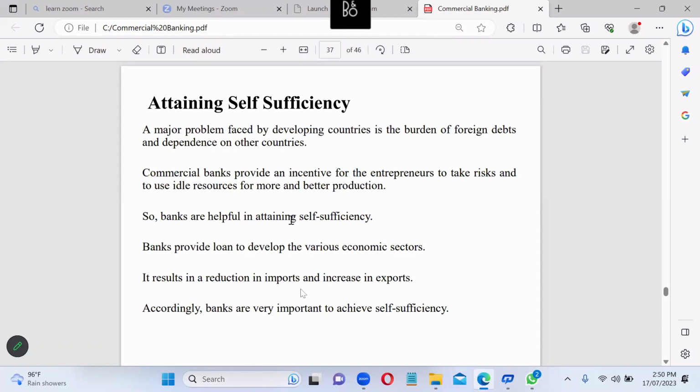So commercial banks provide an initiative for entrepreneurs to take risk and to use idle resources for more and better production. Without production, we have to borrow money from another country, and that increases the debt of the country. So it is a bad situation for the nation. So we have to reduce our unemployment. How can we reduce unemployment? The commercial banks provide self-sufficiency for the entrepreneurs.